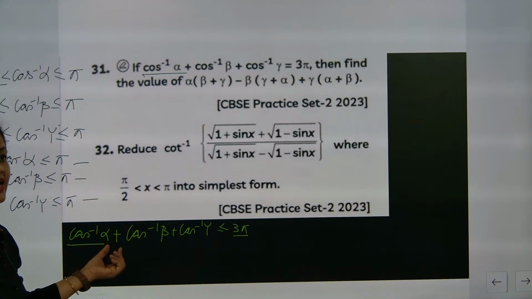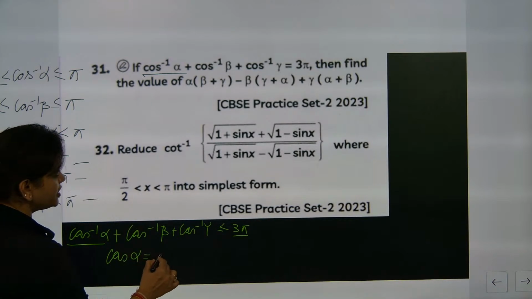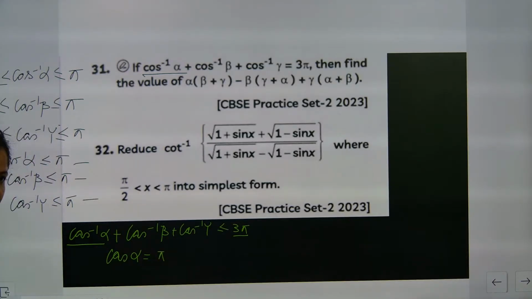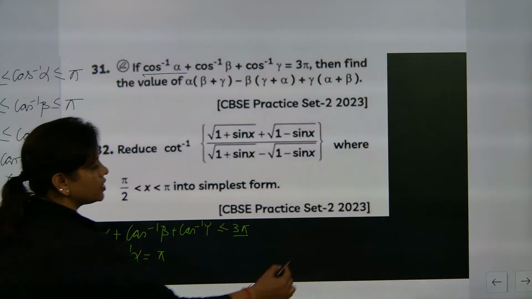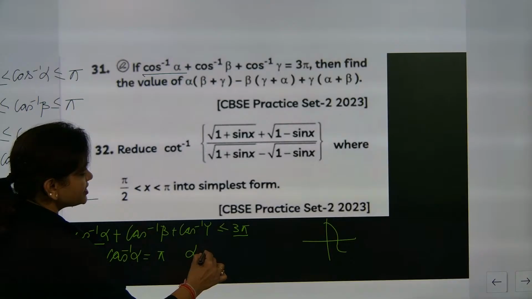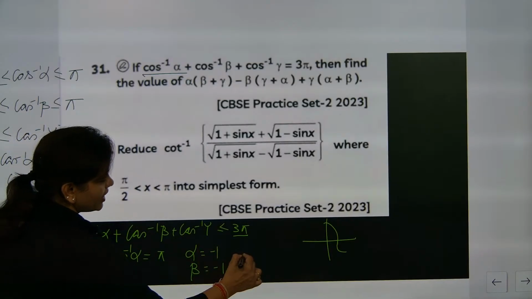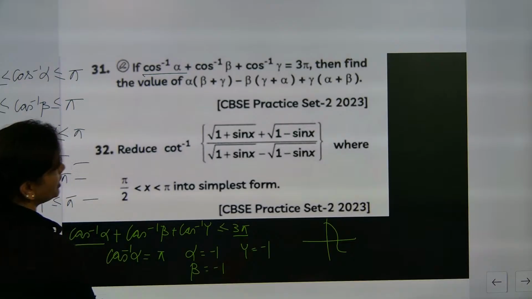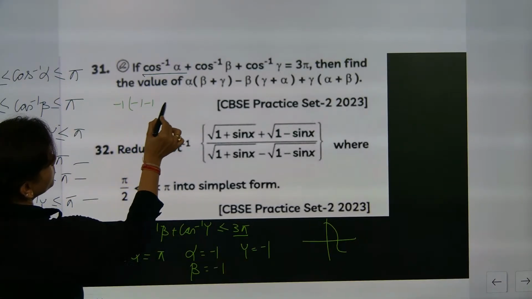What is the value of alpha, beta? Minus 1. See, look, if we take cos inverse alpha equal to pi, then alpha is equal to cos pi. What is the value? Check: 0, 90, 180, minus 1. So alpha is coming as minus 1. Beta is also coming as minus 1. Gamma is coming as minus 1. So here we will write minus 1, minus 1, minus 1.